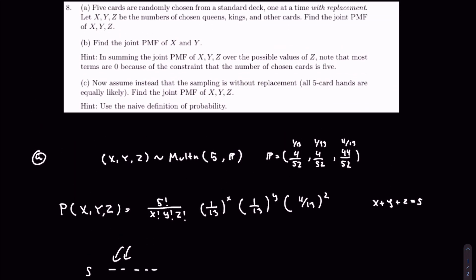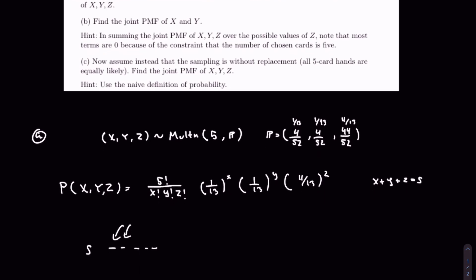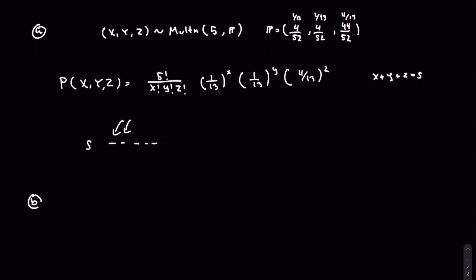Okay, so moving on to the other question in B, we're asked to find the joint PMF of x and y. And we're also given a hint. When we sum over the joint, we can note that most of the terms in Z are 0 because of this constraint, which is good. Otherwise, we would have a lot of terms to deal with. So the PMF of x, y, we get by summing over the joint of x, y, z, like so.